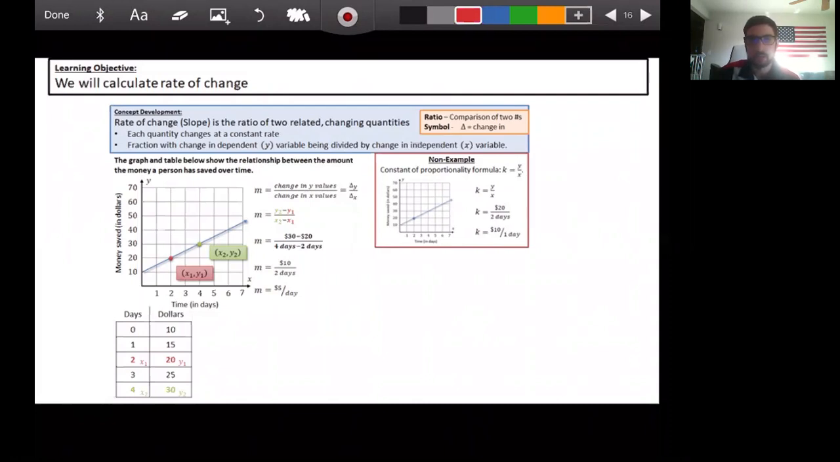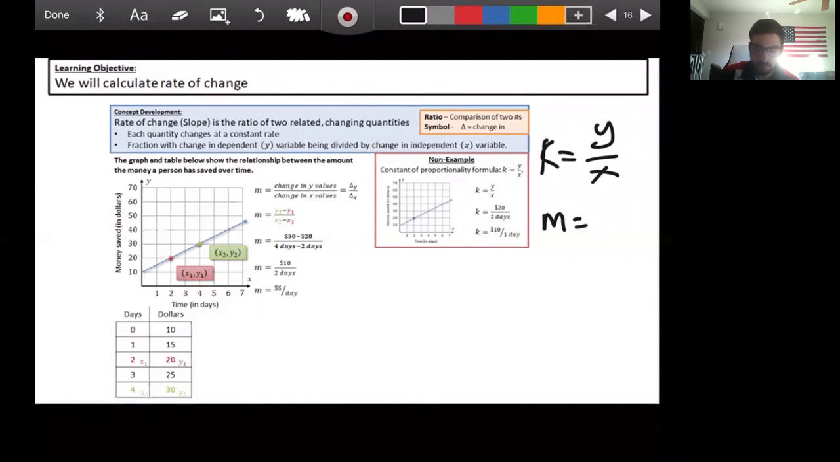So the slope is the ratio of two related changing quantities. It's not just looking at one point anymore. We now are going to be looking at 2 points to find the change between the two. We're still using the same kind of idea of k is equal to y over x. The only difference now is we're calling this m. So slope is m. We're not using k anymore. Slope is m when you get to 8th grade.